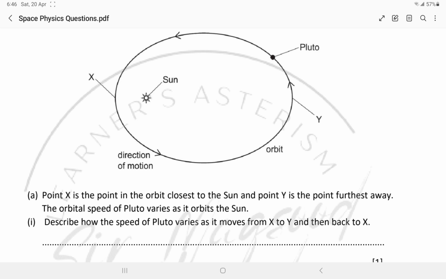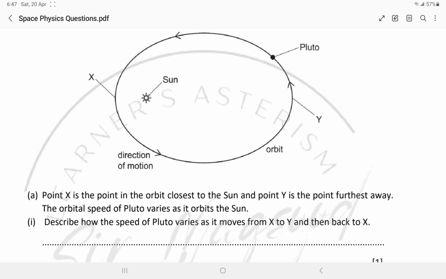then back to X. Dear students, keep in mind, variation in the speed of any planet around the Sun, if it has an elliptical orbit, is due to the gravitational pull of the Sun. As the planet moves closest to the Sun, due to more gravitational pull, its speed increases. But when the planet moves away from the Sun, its gravitational pull decreases.